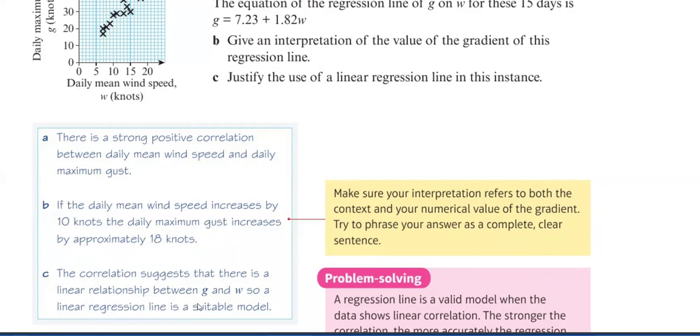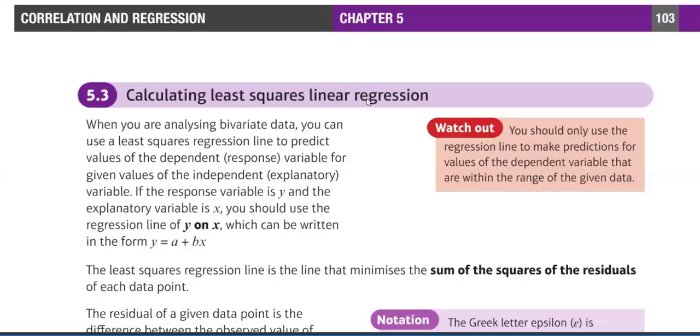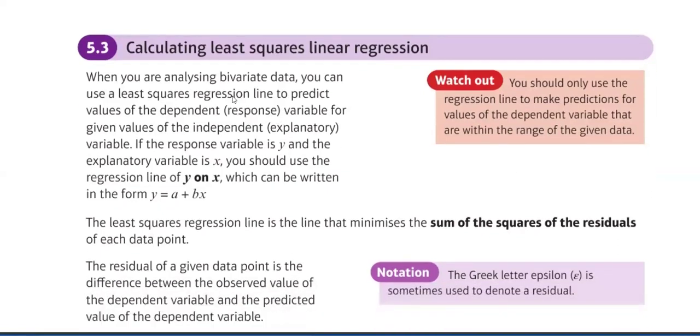There is a relationship between G and W, so a linear regression line is a suitable model. It is very easy to understand the relationship between these two variables. That's the main use of this. This part is more important than the other two.